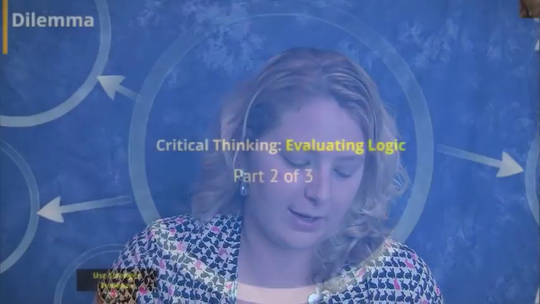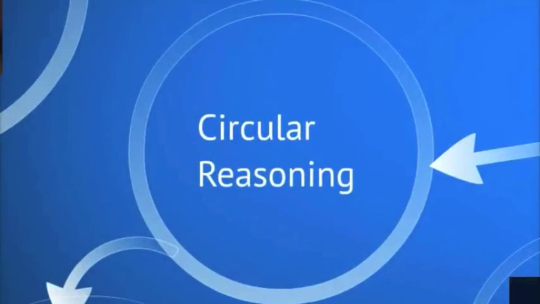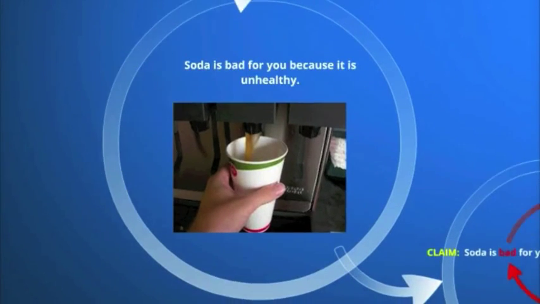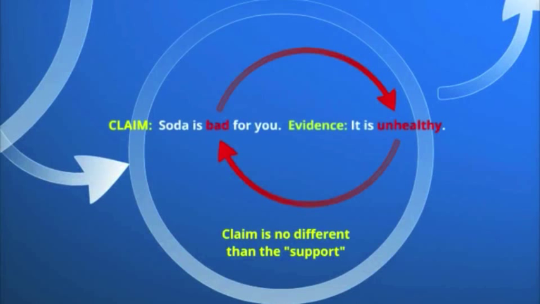So here's an example of circular reasoning. Soda is bad for you because it is an unhealthy beverage. In this example, someone is claiming that soda is bad for you. What is their logic or evidence to prove this? It is an unhealthy beverage. In this case, unhealthy is really just a synonym for bad. So essentially, they are claiming that soda is unhealthy because it is unhealthy.